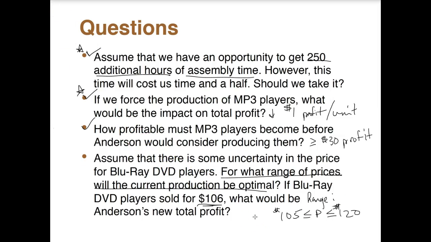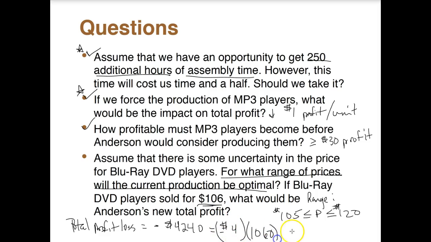So if we were to reduce our price from $110 to $106, then the total profit loss is going to be down $4,240. And of course we see that because the difference in $4 here, just make that negative times the 1,060 units there. So that handles question number 8.